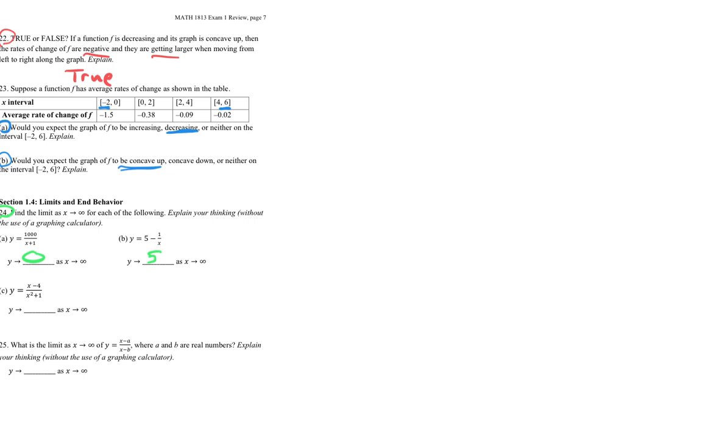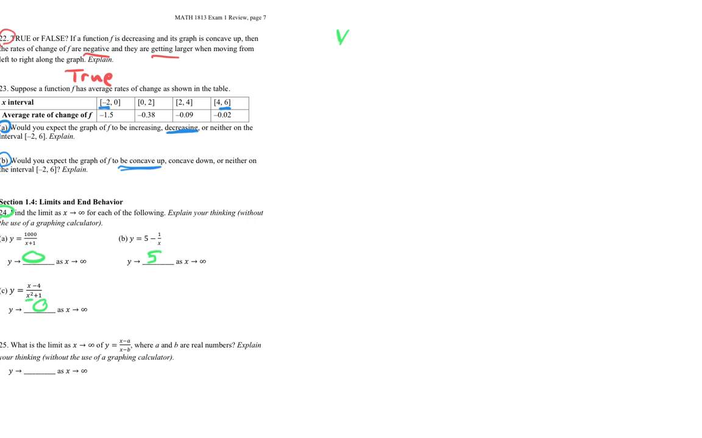And for part C, y equals x minus 4 over x squared plus 1. There are two ways to approach this. The first is that we can see that we have a bigger order in the denominator because of this x squared, which means our denominator is going to get bigger much faster than our numerator, so we should expect it to be 0. But there's a cool way that we can work through this more algebraically to demonstrate that.